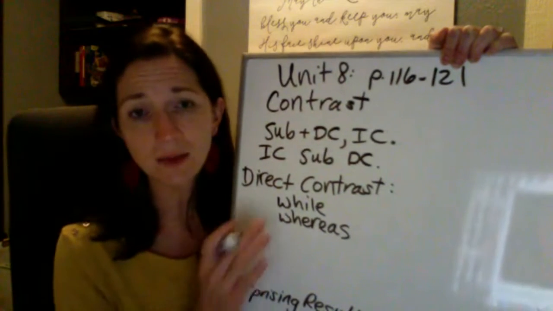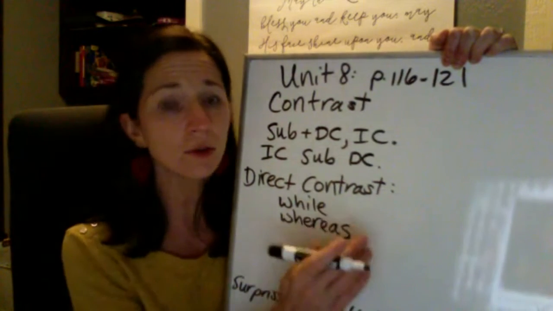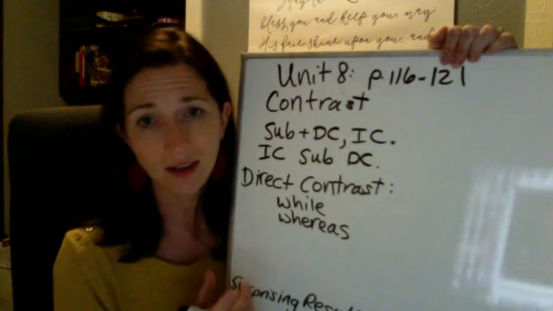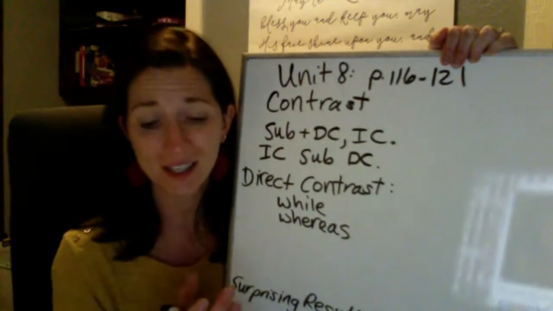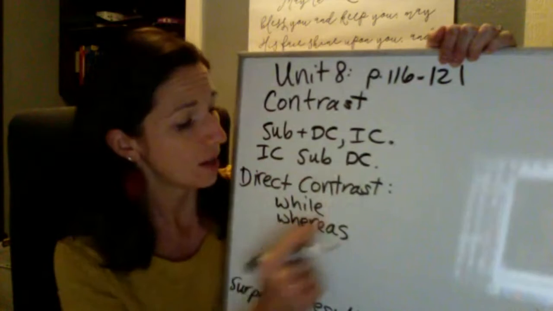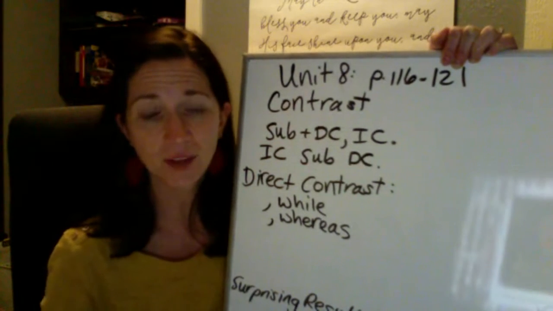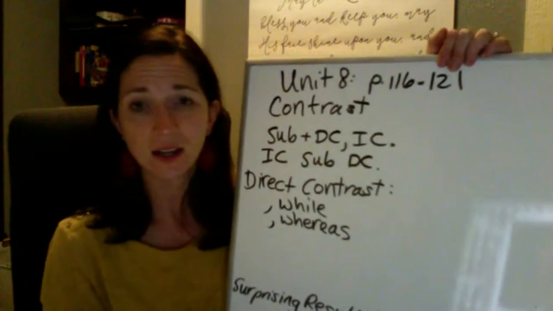Now we also talked about in this section, sometimes we do use a comma here only to show emphasis. I will never tell you that. It's just to show emphasis. So you might see a comma before while and whereas to show extra emphasis. All right, so those are our direct contrast subordinators.